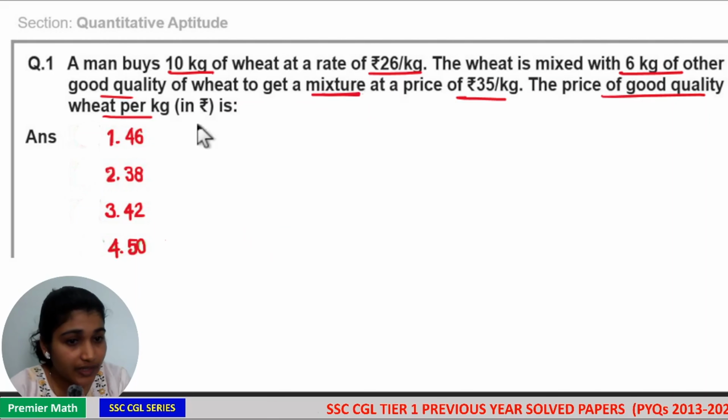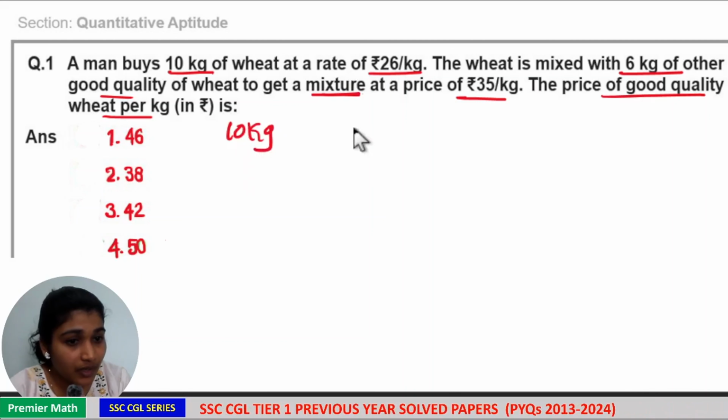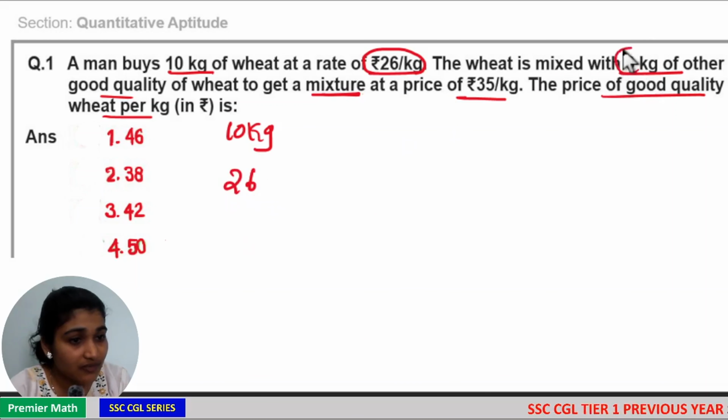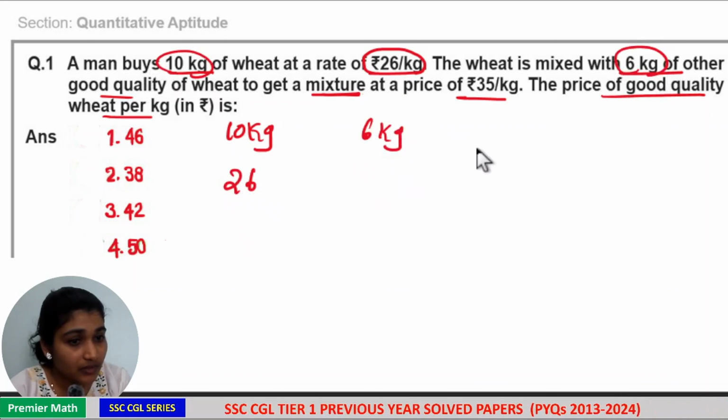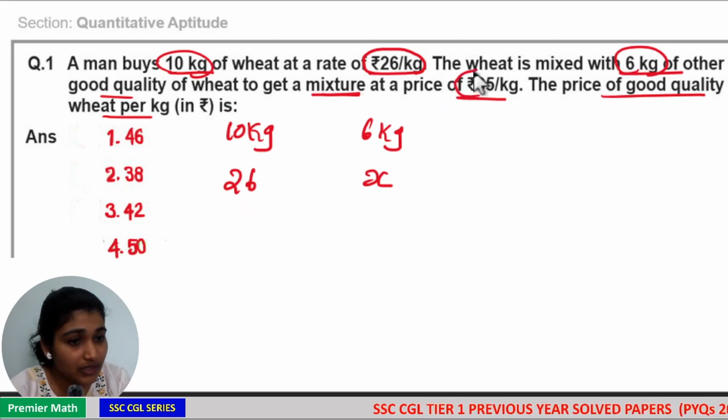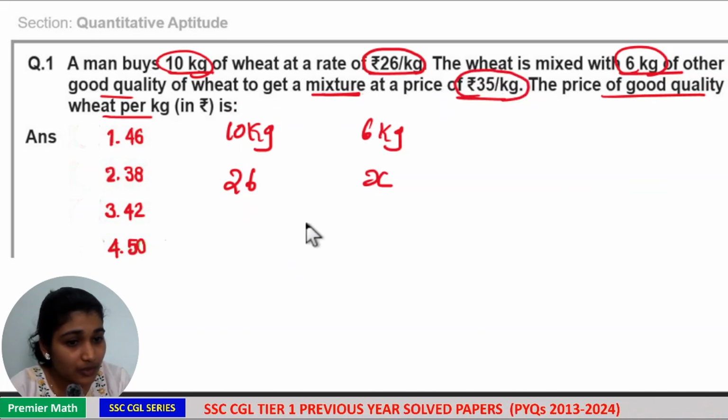Here the first variety is 10 kilogram, this is the weight, and it costs 26 rupees per kilogram, so the cost price is 26 rupees per kilogram. The second variety is 6 kilogram, this is the weight, and its cost price is not given, so I will take it as x rupees per kilogram. These two varieties are mixed together to form a third variety with cost price 35 rupees per kilogram. Now use the allegation.